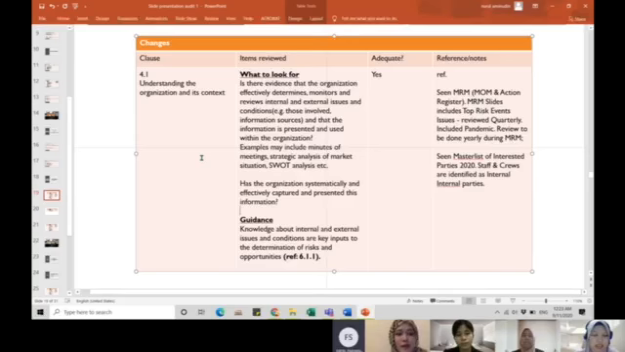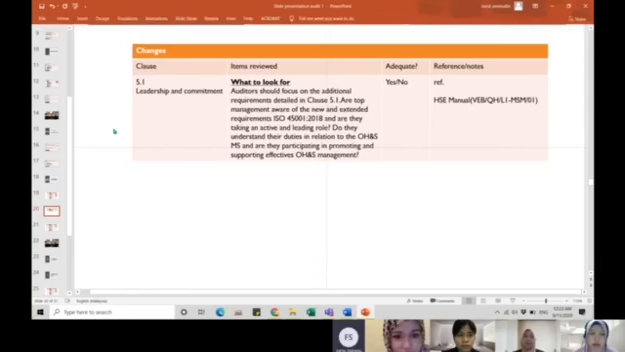Okay. So I think you also included the internal and external issues, right? Correct. Okay, that should be okay for that. Okay, so for clause 5.1, what have you put there? For leadership. Okay, so under the leadership, what is in the manual for the section 45001?